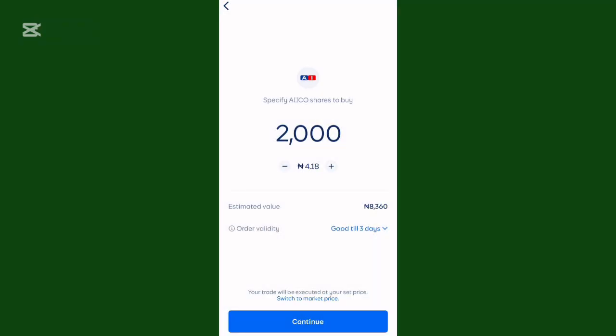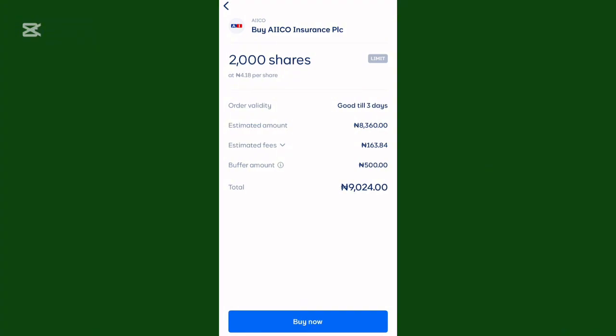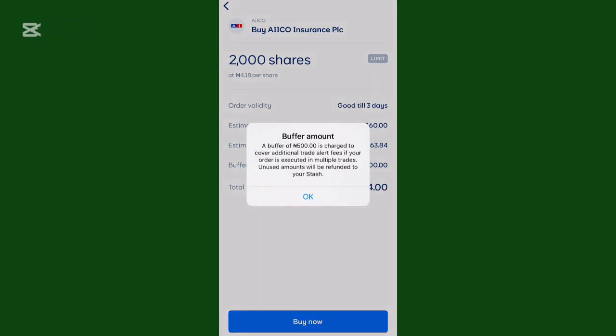So we choose 3 days, continue, and then you can see the summary, order, estimated amounts, estimated fees. But Cowrywise, unlike Bamboo, has this buffer amount. When you click on what it is, they say it is charged to cover additional trade alert fees if your order is executed in multiple trades. So this buffer amount is just in case they have to execute your order more than one time.